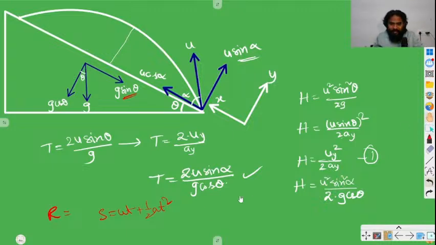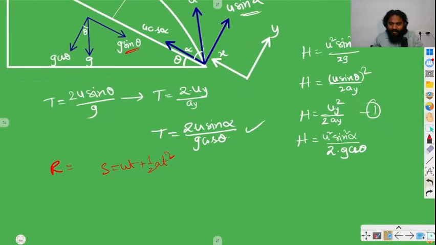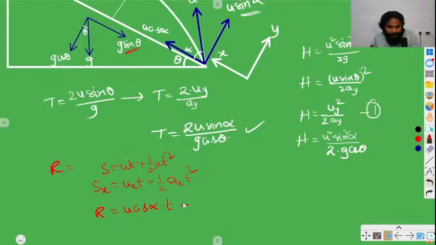So now for finding out range, sx is equal to ux into t plus half ax into t square, right? What is sx here? Range. R is equal to ux, which is nothing but u cos alpha, so u cos alpha into t plus half, what is ax?